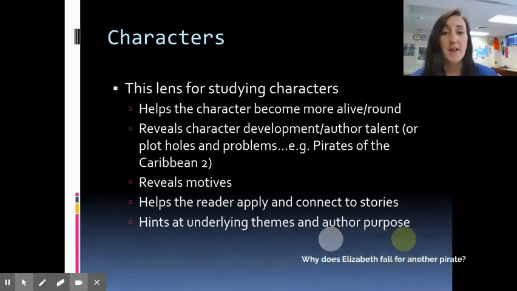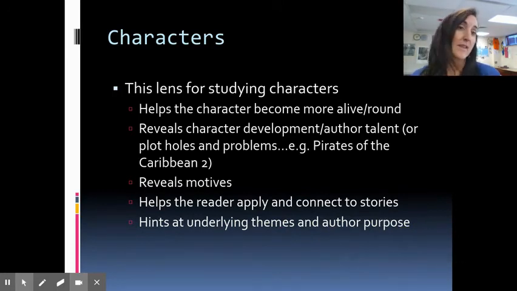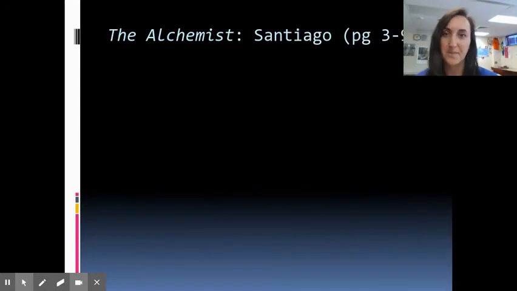It's going to help the reader apply and connect to stories. This is so important. If learning isn't real to you, then it's hard to get it to stick. And that's the goal, that you walk away from every book or every lesson, or at least once a semester, with something that's going to stick, that makes you think about life or people that you can take with you to make that learning your own. And then obviously get at that human theme, the underlying pieces, and the author's purpose of the novel.